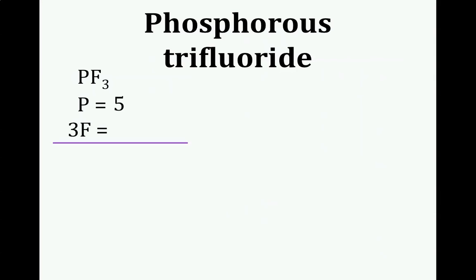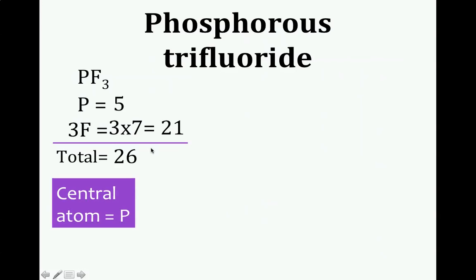It has 7 electrons, but there's 3 of them. So to get my total, I'm going to have to multiply 3 by the number of valence electrons I have. 3 times 7 is 21. Then I'm going to take these two numbers, 5 and 21, and get my total by adding them together for 26. My central atom is going to be the phosphorus because it needs 3 more.